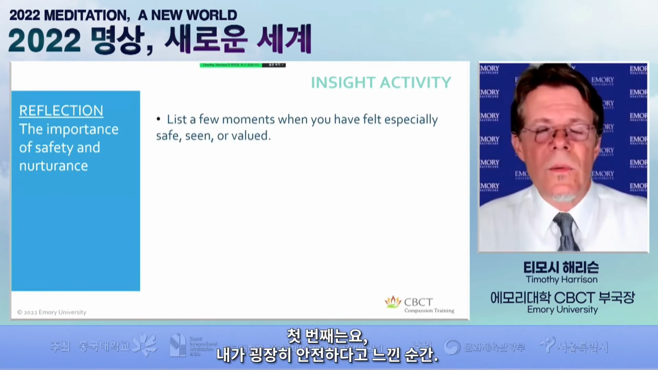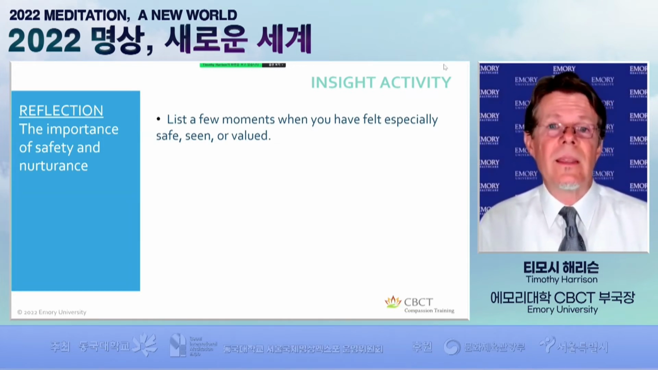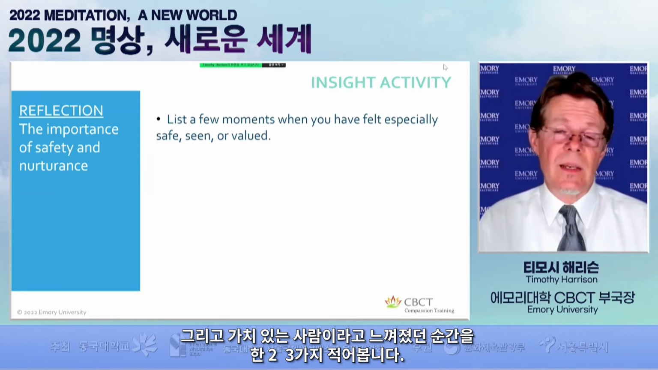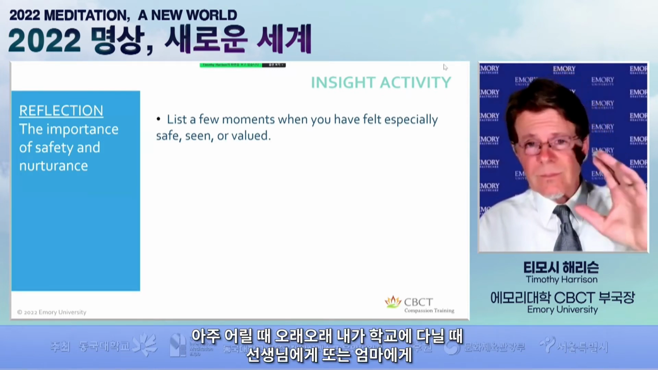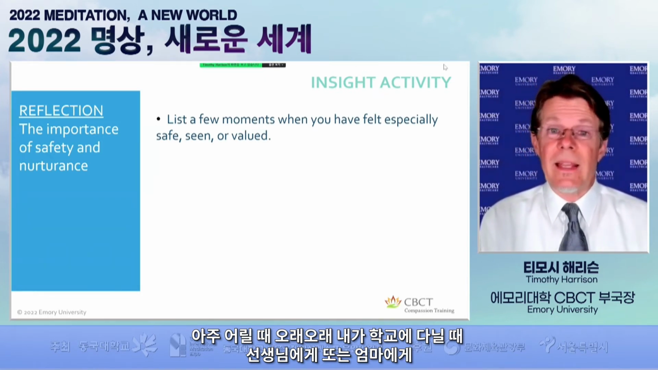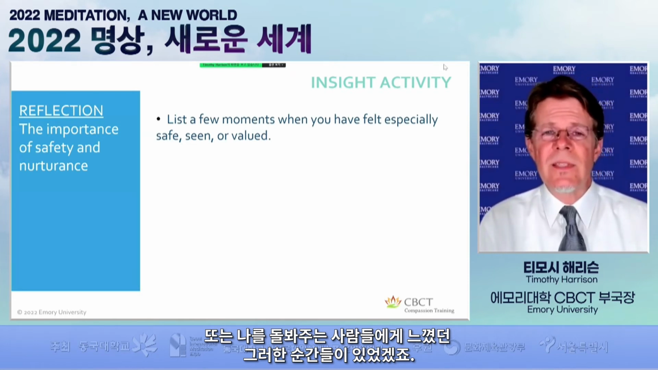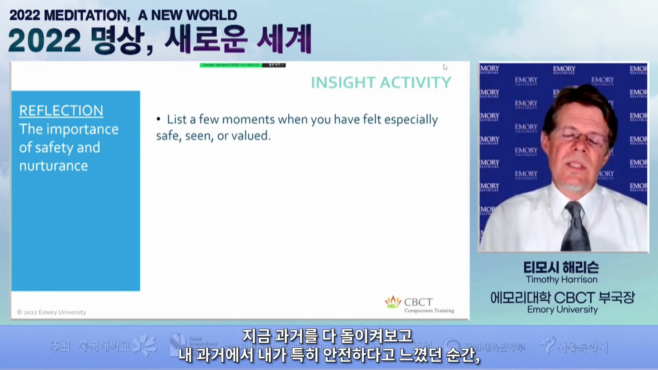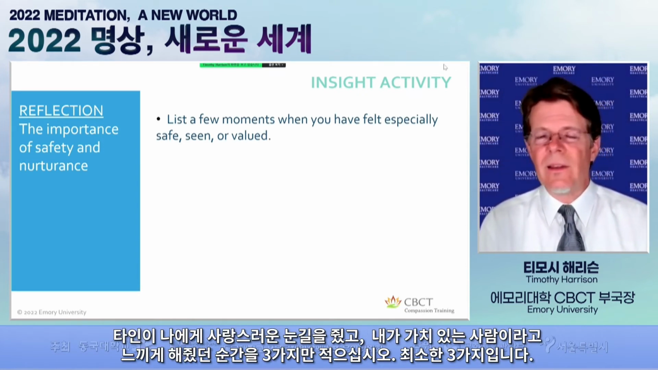Okay. So the first step is to list a few moments when you have felt especially safe, seen, or valued. When you think about the life you've lived, it could be from this week, getting ready for this conference. It could be from long ago, when you were a child. It could be from school days, when you had a teacher who took a special interest to take care of you and teach you something. A mentor, a parent, a grandparent, friend. Just see if you can think of at least 3 different moments you can remember across your life where you felt especially safe, seen, or valued.